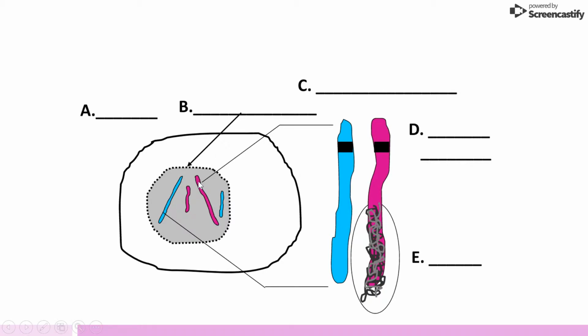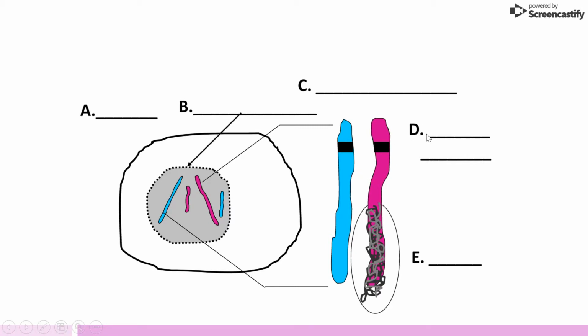Now C is asking for these pink and blue squiggly things here that we have. These are called your chromosomes. So for C, you should have chromosomes. And then you can see here on the right-hand side, basically what we've done is we've taken these chromosomes, a blue one and a pink one, and we've blown them up so you can get a better look at them, and we can explain what's inside the chromosomes.